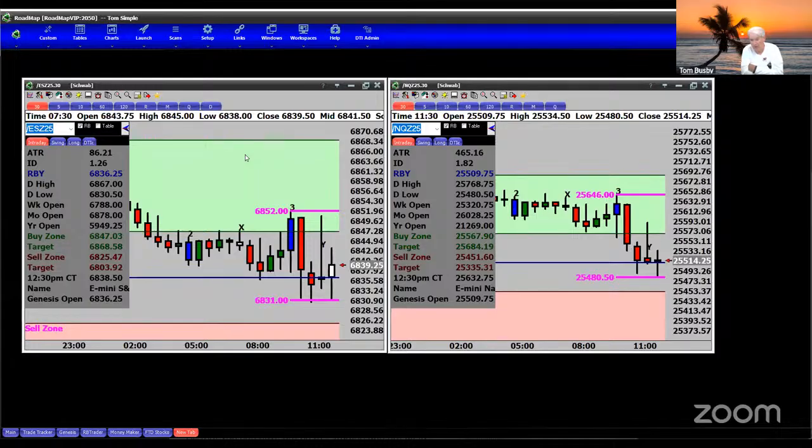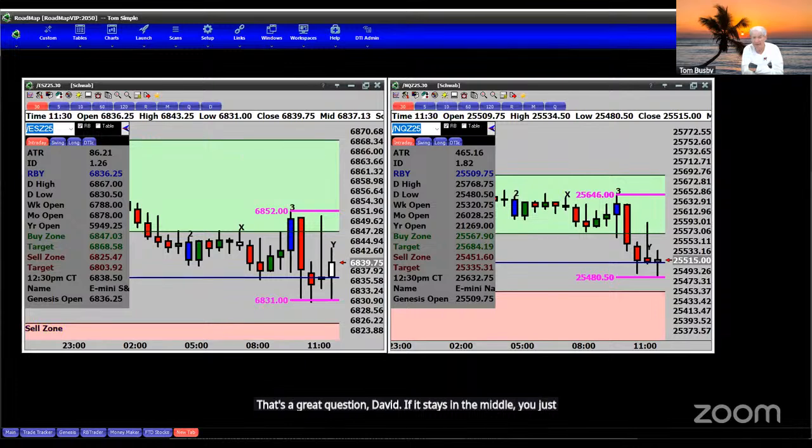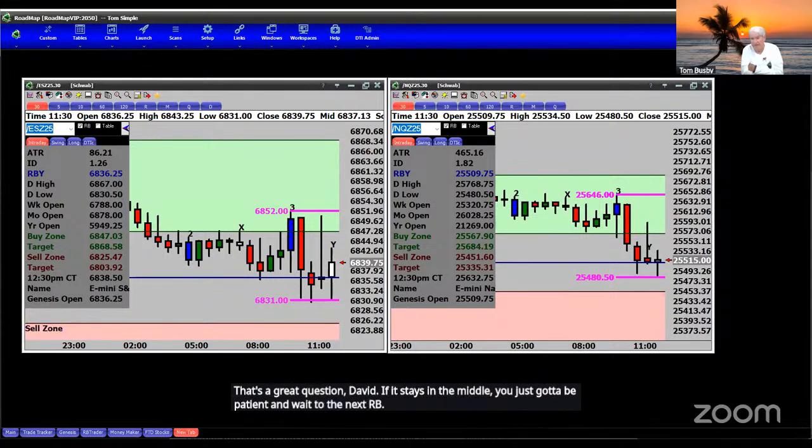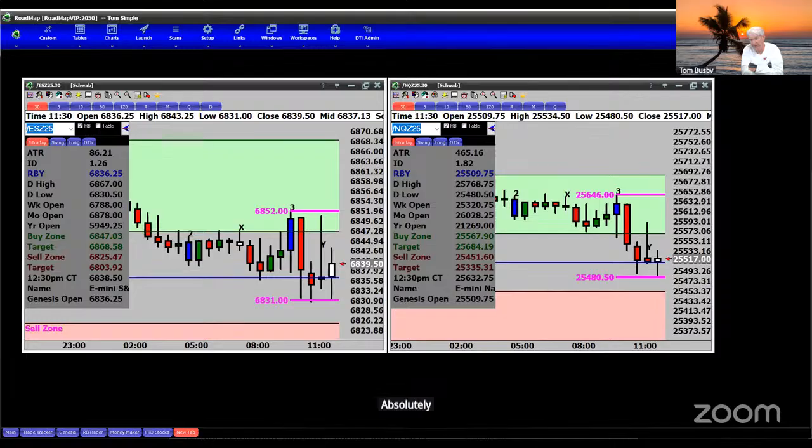And that's a great question. David said, if it stays in the middle, you just have to be patient and wait for the next RB. Absolutely. The next RB after Genesis is what number? RB4, which will be live this afternoon.